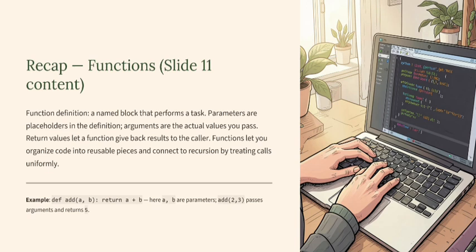Functions: a definition is a named block that performs a task. Parameters are placeholders in the definition, and arguments are the actual values you pass. Return values let a function give results back to the caller. Functions let you organize code into reusable pieces and connect to recursion by treating calls uniformly. Here is the example, you guys can have a look.